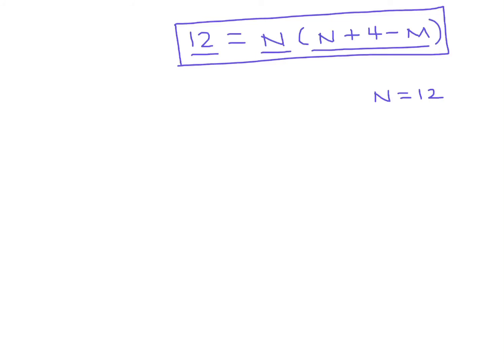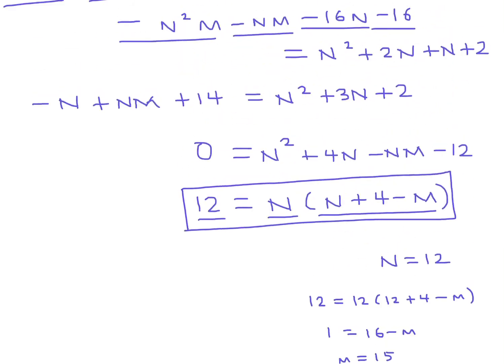All right, if n is 12, then that means 12 is equal to 12 times 12 plus 4 minus m. So that means 1 is equal to 16 minus m, and therefore m is equal to 15. Okay? So now we've got n equal to 12 and m equal to 15. Is this right? Well, we have to verify it.